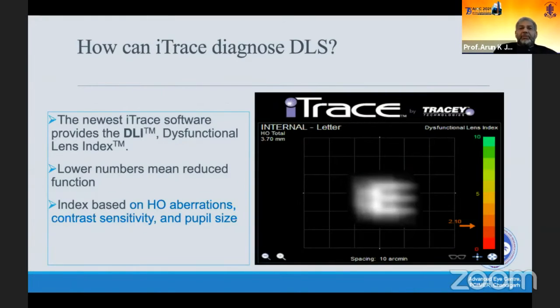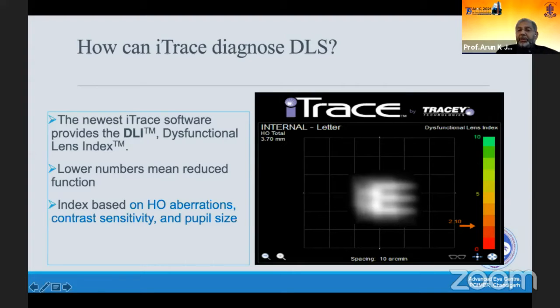So how can we diagnose this dysfunctional lens syndrome on the eye trace? We have a dysfunctional lens index score on the software of the eye trace, and it has a scale up to 10. The number 10 means the lens is clear and there is no opacity. A lower number means there is some dysfunctional problem in the lens, which could be based on higher order aberration within the lens, and it also relates to the contrast sensitivity and the pupil size.